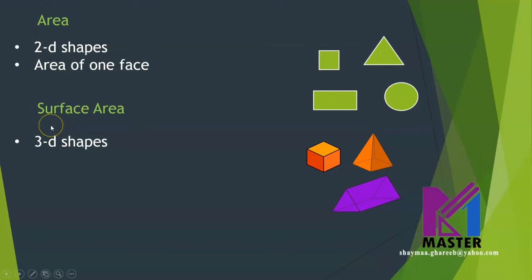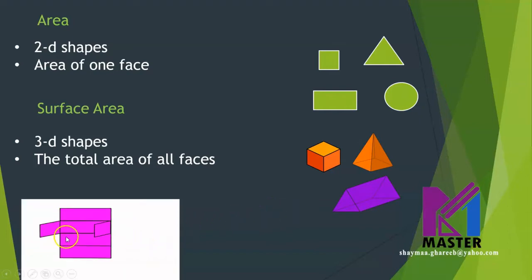But when we calculate the surface area, we calculate the total area of all faces because 3D shapes have many faces. So when we calculate the surface area of a 3D shape, we calculate the total area of all the faces we have. As you can see here, this is a cuboid and it has 6 faces. So to calculate the surface area, we need to find the area of all the faces.